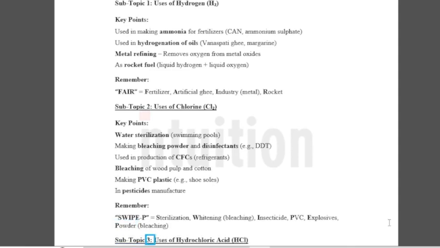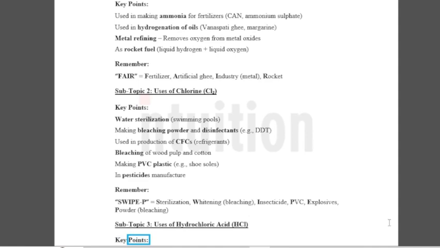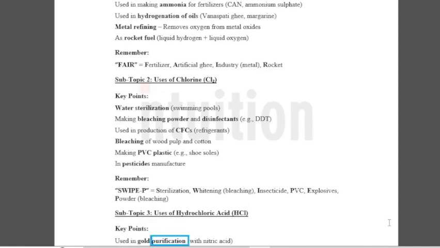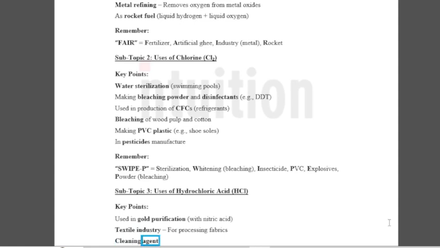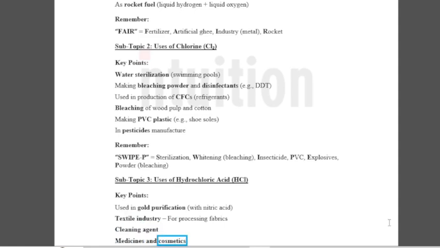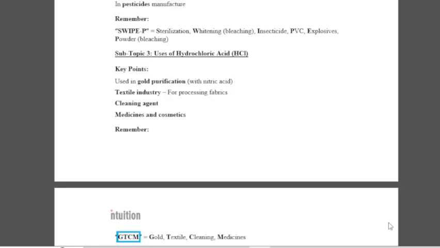Subtopic 3. Uses of hydrochloric acid, HCl. Key points: used in gold purification with nitric acid, in the textile industry for processing fabrics, as a cleaning agent, and in medicines and cosmetics. Remember, GTCM: gold, textile, cleaning, medicines.